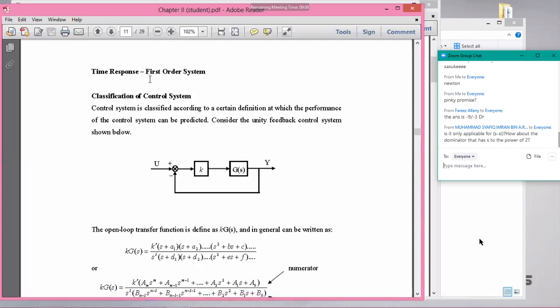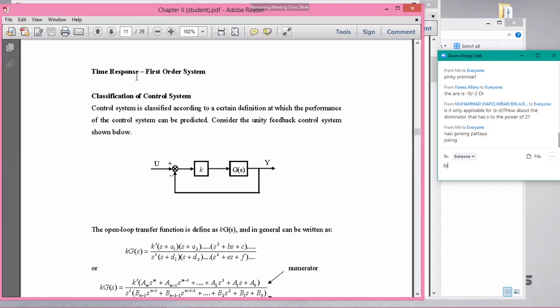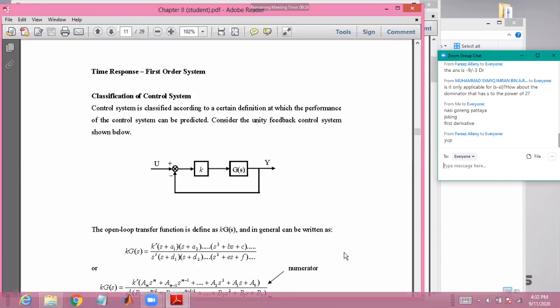What does the word 1st order come to your mind? When you hear the word 1st order, anybody? I was thinking about Star Wars movie, right? The 1st order. Okay, forget about it. Never mind. I'm just rambling.